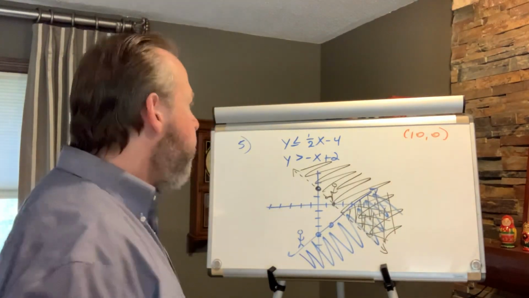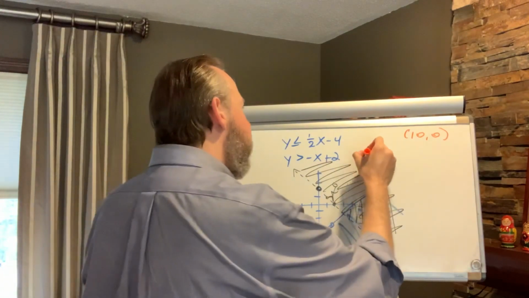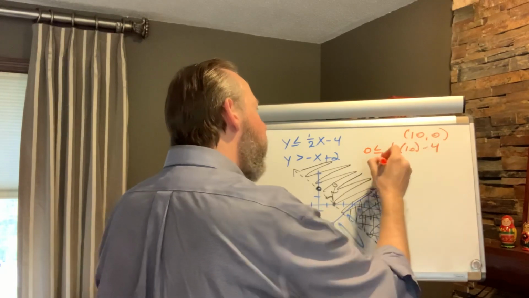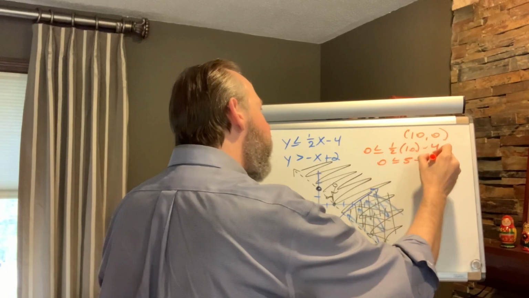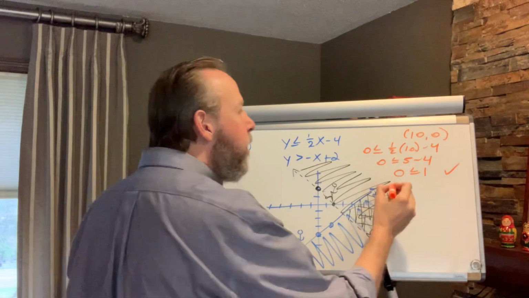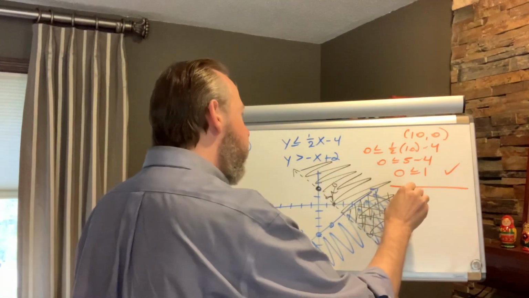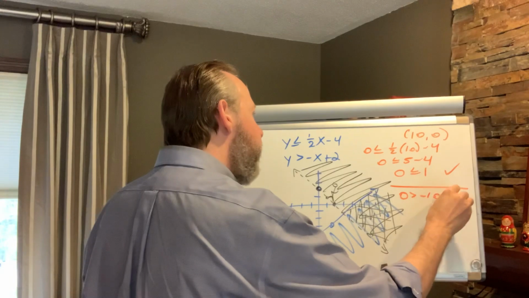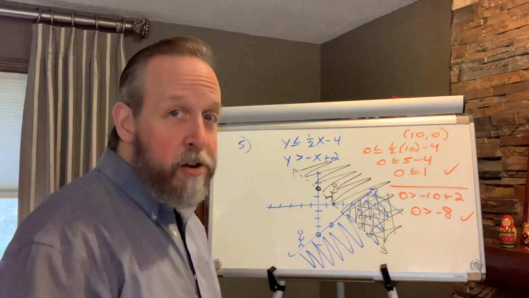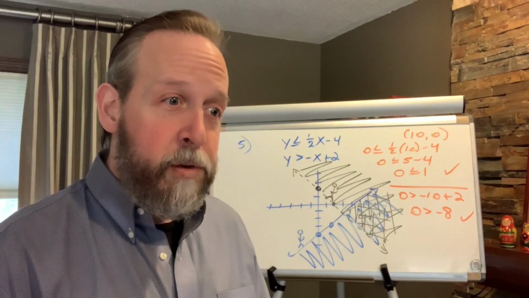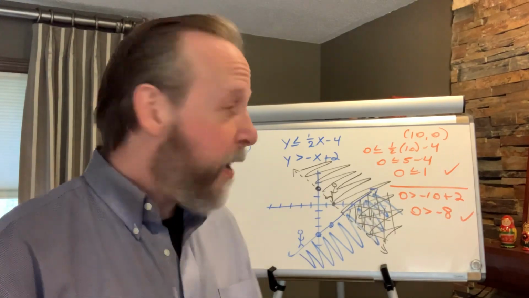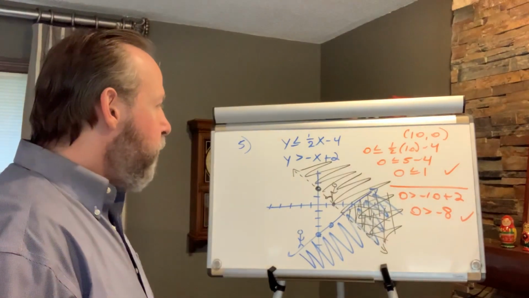If not, I didn't. So, checking it out, does 0 turn out to be less than or equal to 1/2 of 10 minus 4? Is 0 less than or equal to 5 minus 4? Is 0 less than or equal to 1? It sure is. Similarly, on the other line, we have 0 is greater than -10 plus 2. 0 is greater than -8. Yes, it is. I shaded correctly. You guys might have noted that if you did the quiz correctly and you checked your work, you got bonus points for it. Okay. Looks good? Looks good to me.